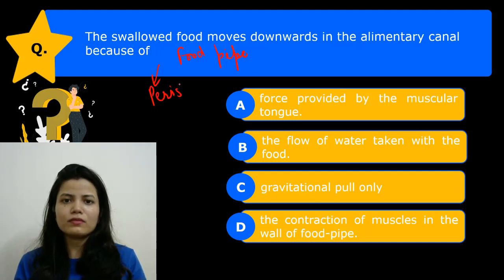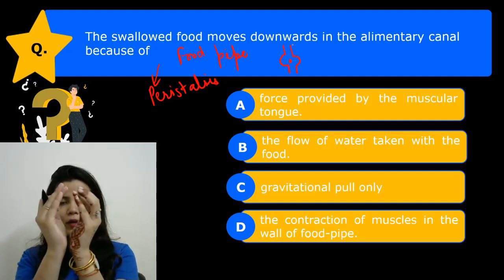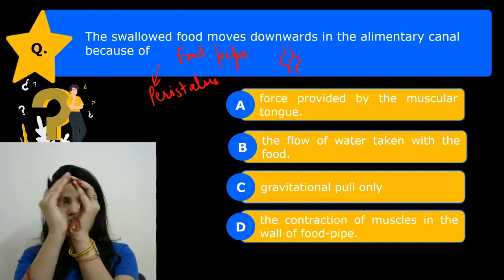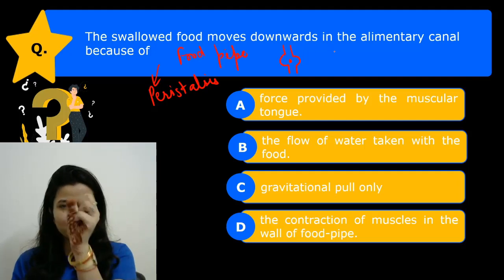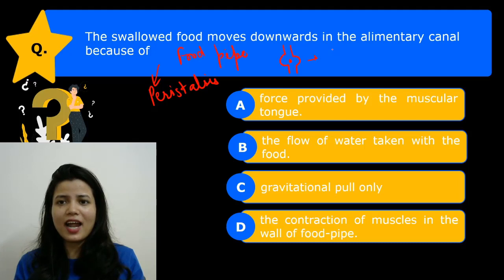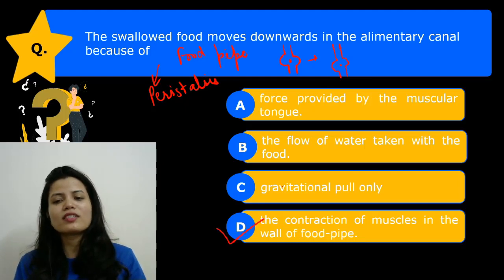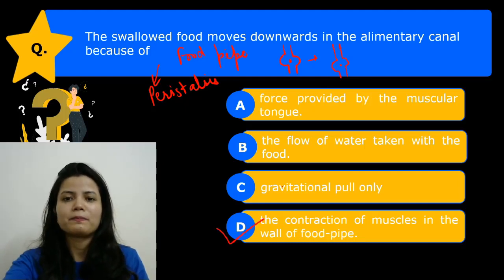There is a movement in the food pipe which we call peristalsis. Suppose this is a food pipe, and here is our food. One time it will contract and then relax. So what happened is that some movement takes place, to make you understand, and the food moves downward. So the correct answer is the contraction of muscles in the wall of the food pipe.